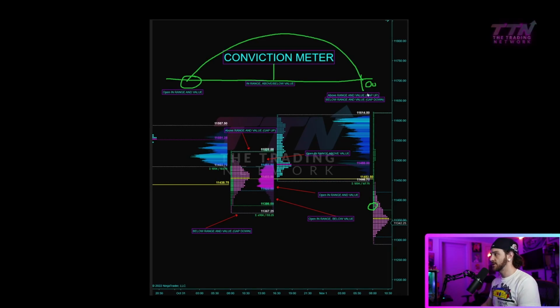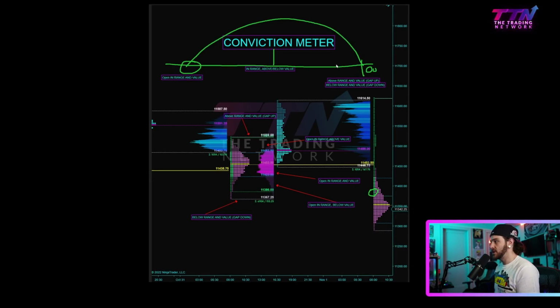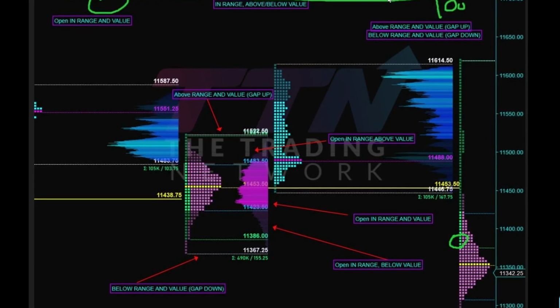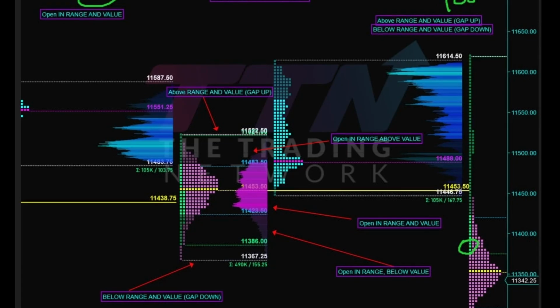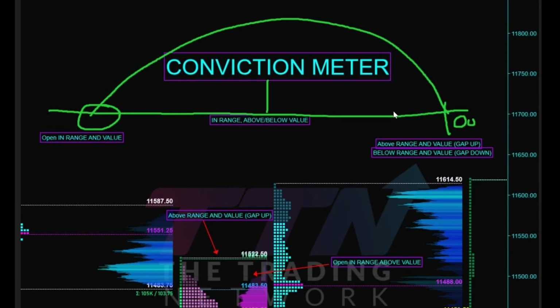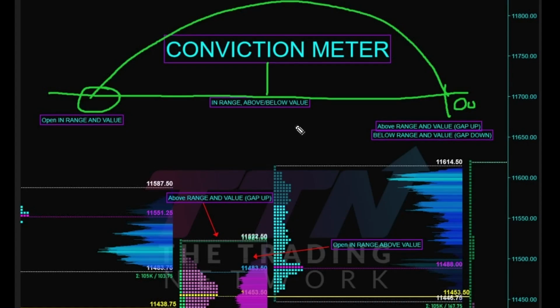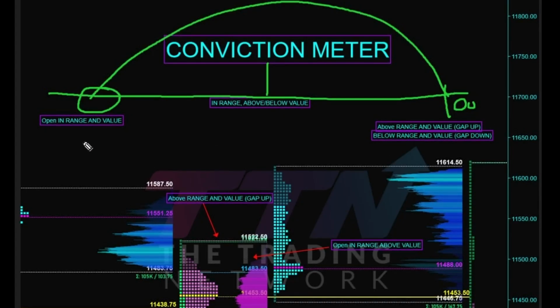So feel free to take a screenshot of this video, save it, print it out, and try to practice gauging where we are opening in relation to the prior session, prior regular trading hour session, to be precise, and see how often these things come to fruition. See how often we open within the prior range and value and range all day. See how often we open above or below with a gap up or a gap down, and we have directional conviction in one direction or the other. So you can see here, I went a step further in our call, and I drew basically the profile open types, or the positions rather, and put them under the conviction meter, right?